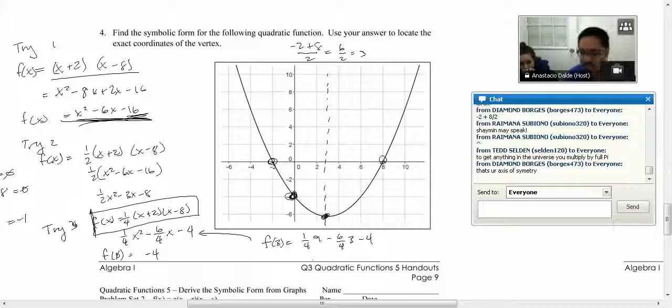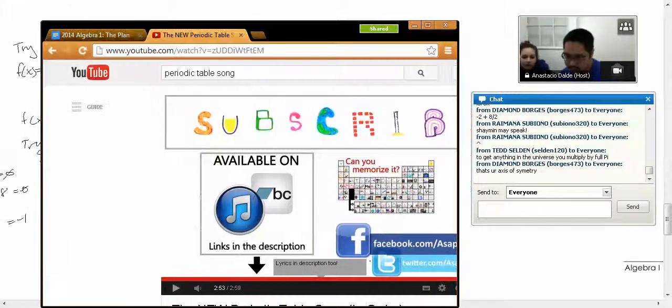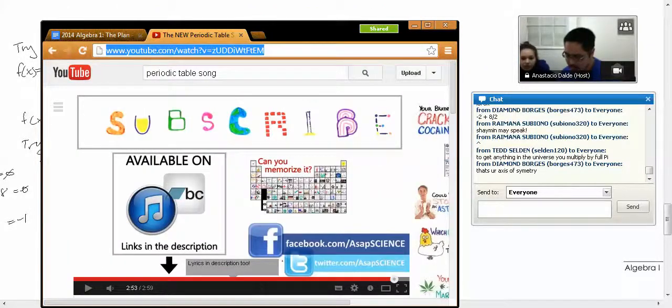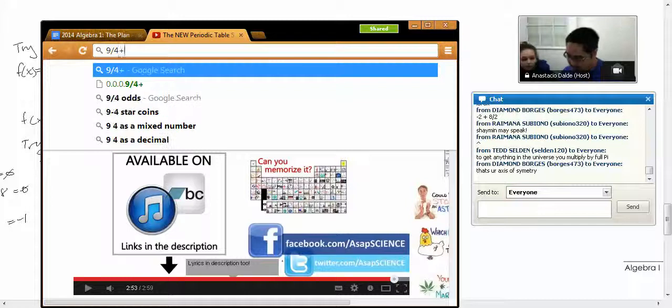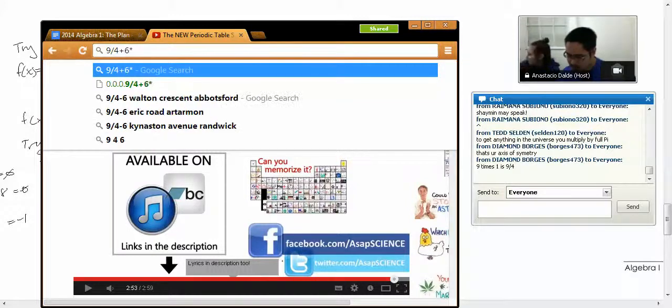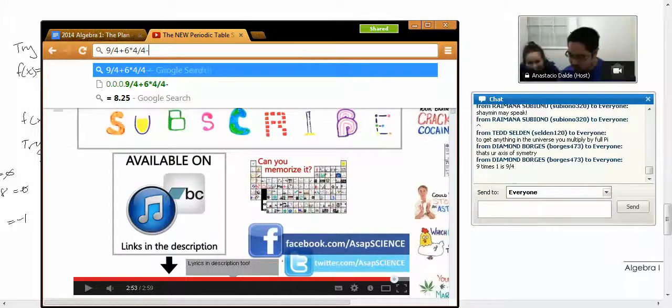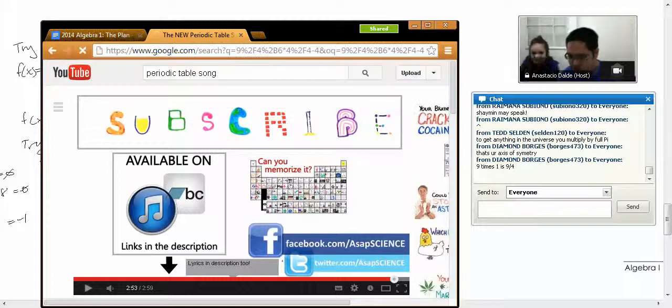Oh, darn. Anyone got a calculator? 9 over 4 times 6 over... Okay, let's see. 9 divided by 4, plus 6 times 3 divided by 4, minus 4. That was it, right?